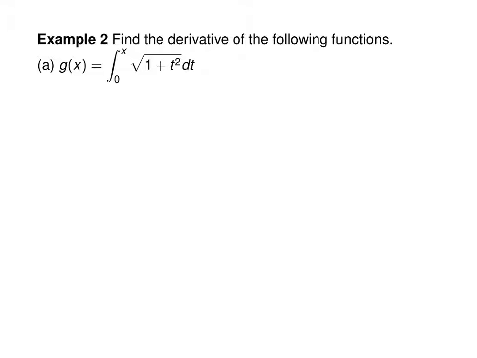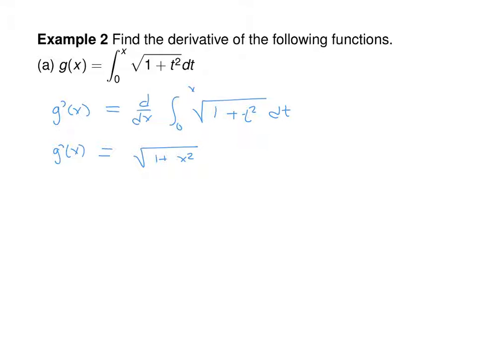So if this is g of x, g prime of x is the derivative of the integral from 0 to x of root 1 plus t squared dt. The rule we just had said that x gets plugged in for t. So this is root 1 plus x squared. That's it. No joke, I swear, that is it. So g prime of x is equal to that thing.